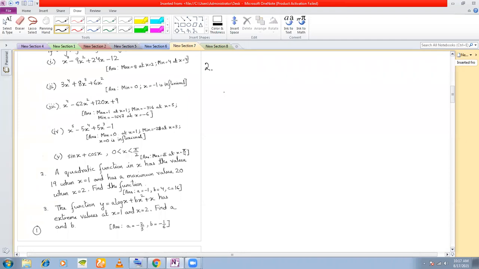Number 2. The question here is a quadratic function in x has the value 19 when x is equal to 1 and has a maximum value when x is equal to 2. Find the function. Now quadratic function, what does it mean? Quadratic function means I can take f(x) is equal to ax square plus bx plus c. It's a quadratic polynomial where a, b, and c are constants.